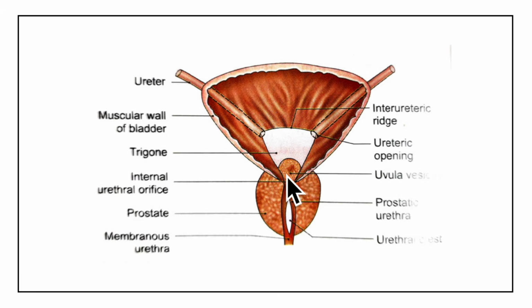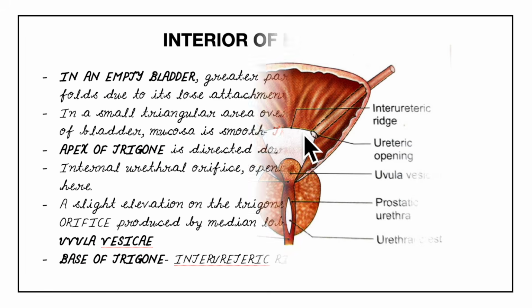Now there is a slight elevation on the trigone immediately posterior to the urethral orifice produced by the median lobe of the prostate, which is called the uvula vesicae, that you can see right here. The base of the trigone is formed by the interurethric ridge or bar of Mercier that you see right here. It is produced by the continuation of the inner longitudinal muscle coats of the two ureters.